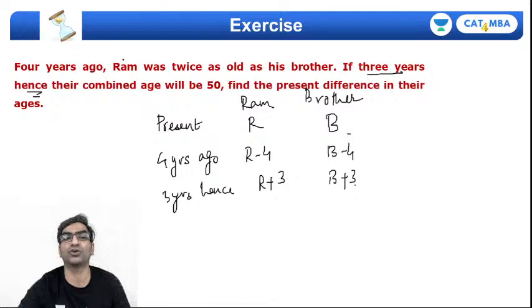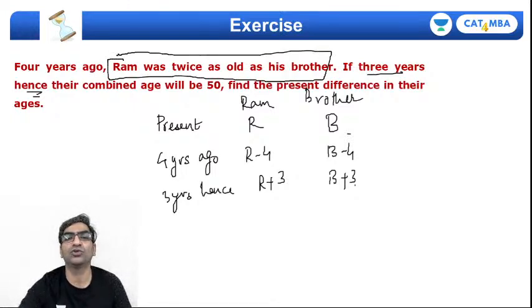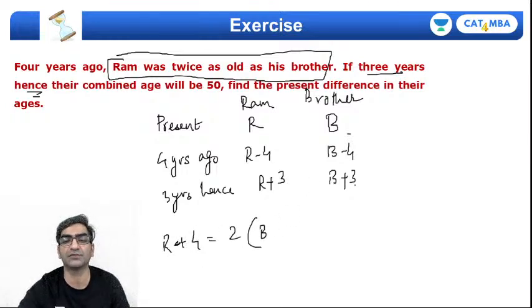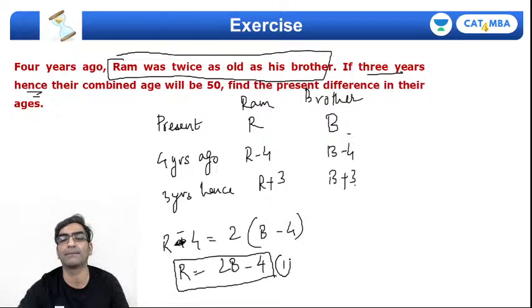What is the equation given? 4 years ago, this is the statement: Ram was 2 times as old as his brother. So R minus 4 will be 2 times B minus 4. What do I get? R minus 4 equals 2B minus 8, so the minus 4 goes across and R is equal to 2B minus 4. That's equation number 1. Let's work with the second statement. 3 years hence, their combined age is 50. Which means I simply add R plus 3 and B plus 3 and say this should total 50.